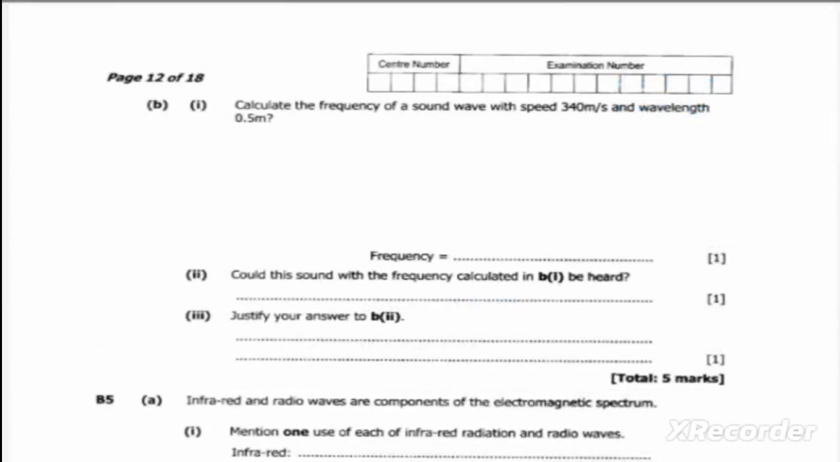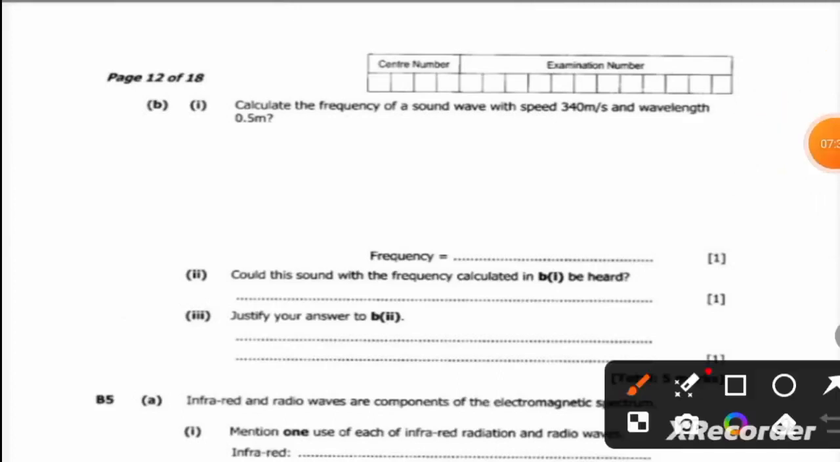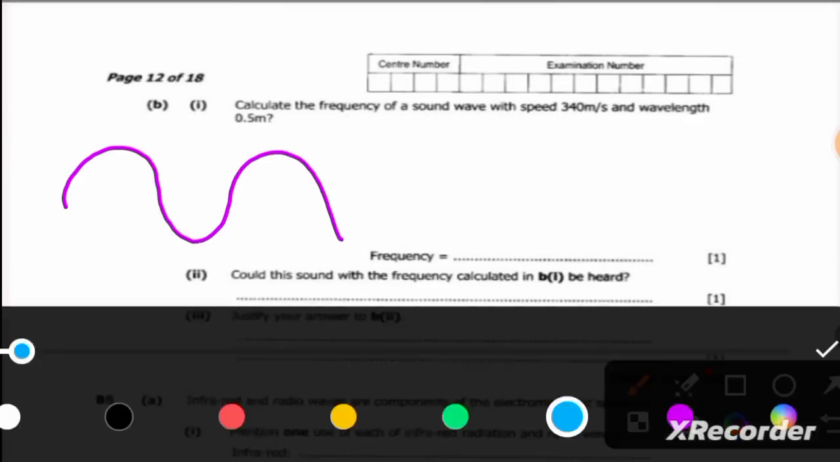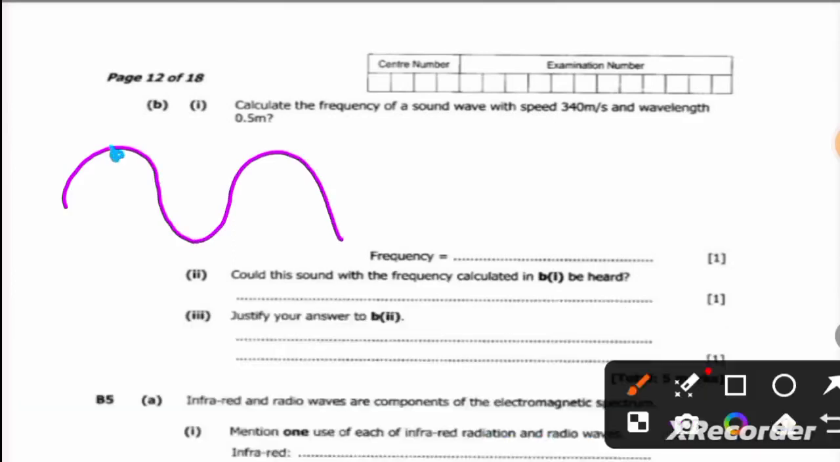The question reads, calculate the frequency of a sound wave with the speed 340 meters per second and wavelength 0.5 meters. So we said wavelength is the distance between two crests. So wavelength is the distance between this crest and this crest. So this is called the wavelength, and the symbol that we use is this one.